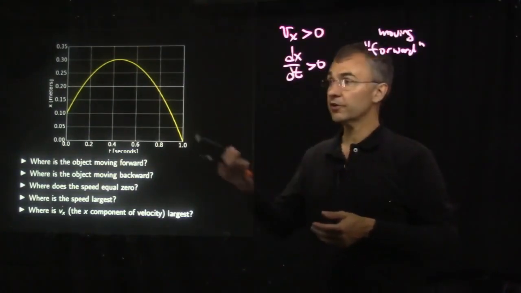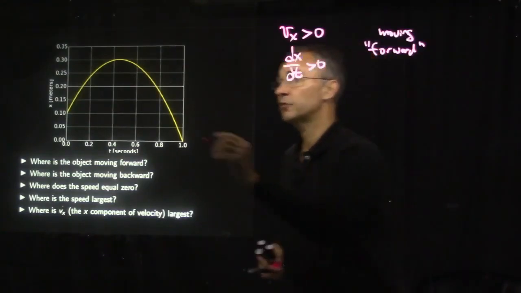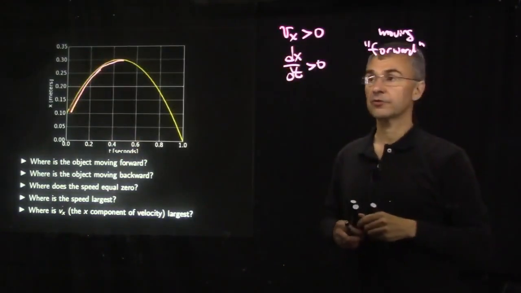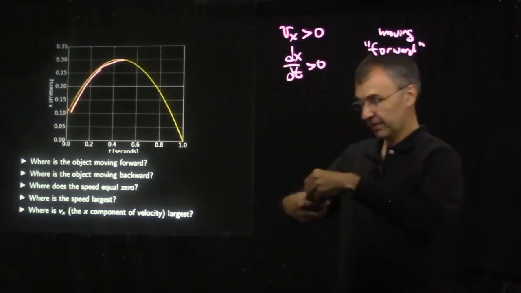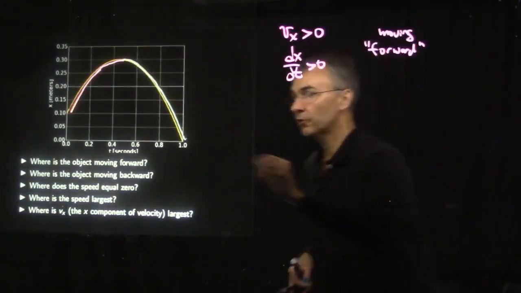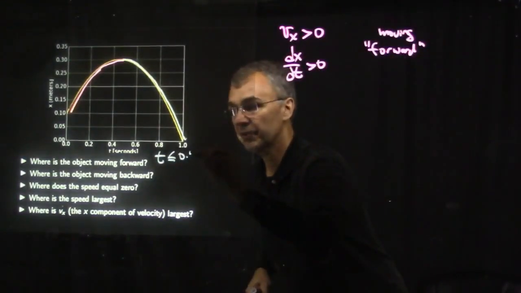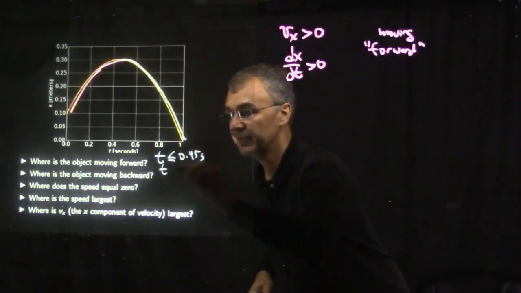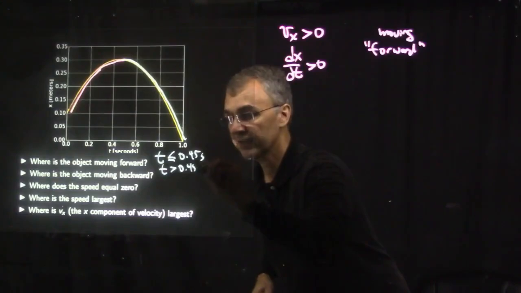So where is that true? That's where the slope of this curve is positive. So I would say it's moving forward in that interval. Where is the object moving backward? I would say it's moving backward in this interval. So I'd say it's moving forward for t less than or equal to 0.45 seconds. It's moving backward for t, let's say, greater than 0.45 seconds.